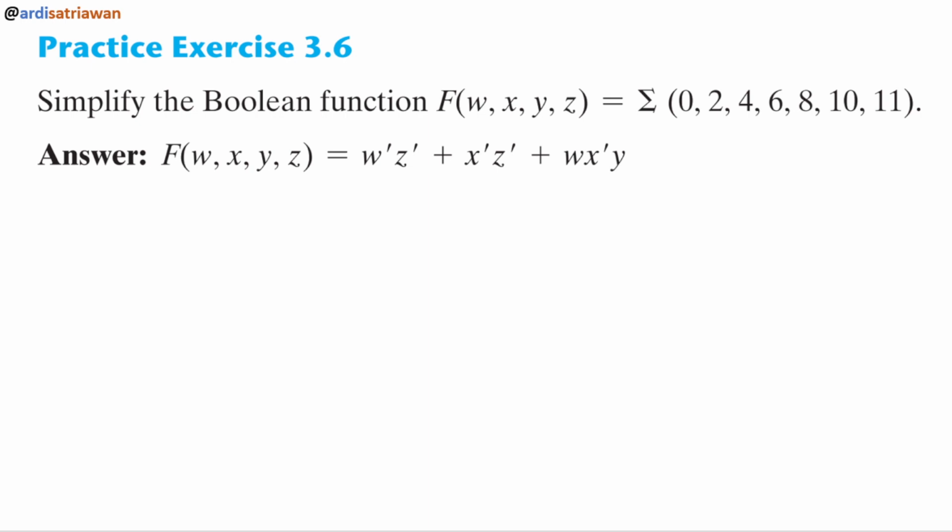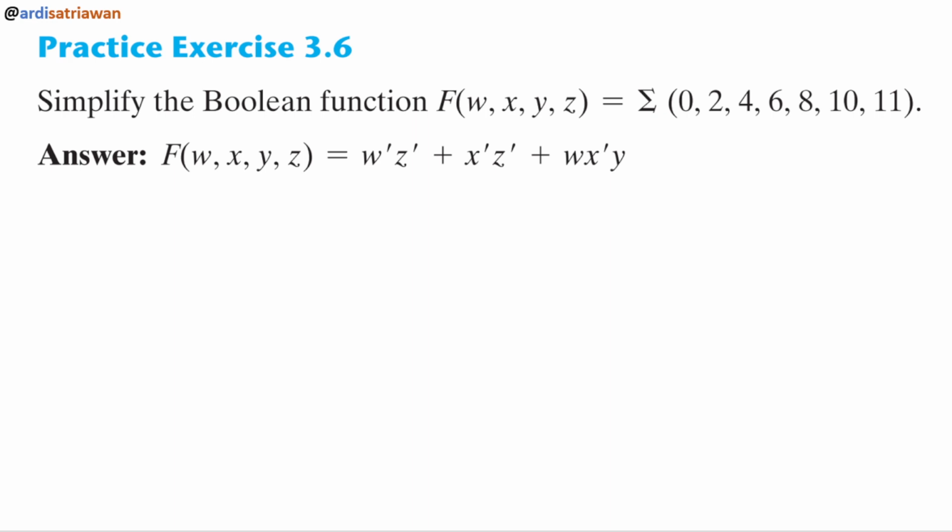Hello, my name is Ardi and we are going to solve practice exercise 3.6 from the Morris Mano book. The question is: simplify the Boolean function F of W, X, Y, and Z, which is the sum of minterms 0, 2, 4, 6, 8, 10, and 11.